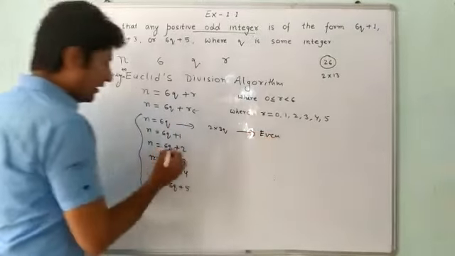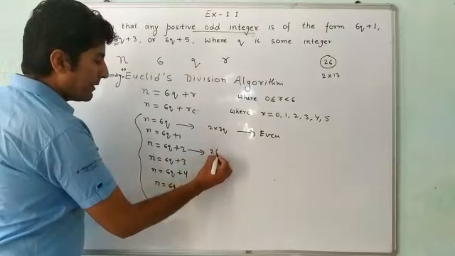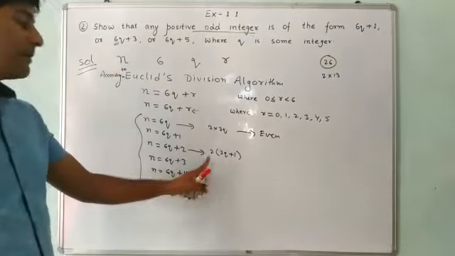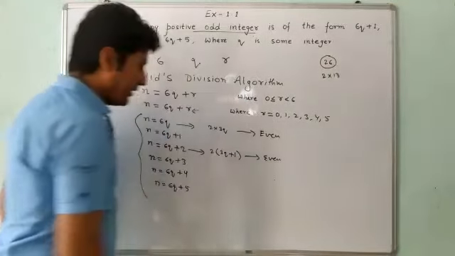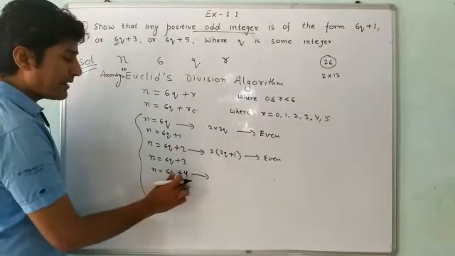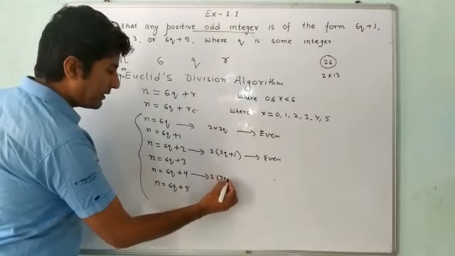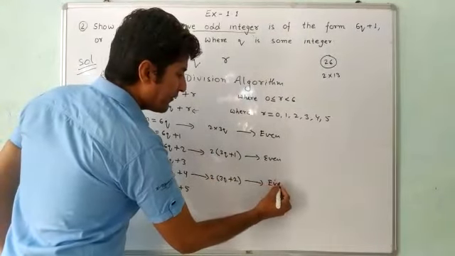Now let us see 6q plus 2. Again, we can write this number as 2 multiplied by (3q plus 1). Again, this number is a multiple of 2. That's why this is also an even number. Now let us see the next one, 6q plus 4. Here again, this is a multiple of 2: 2 multiplied by (3q plus 2). So this is also an even number.